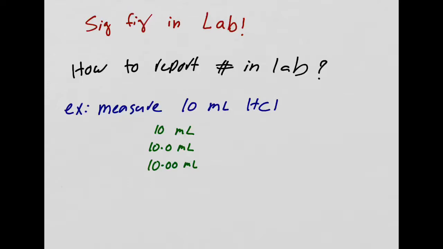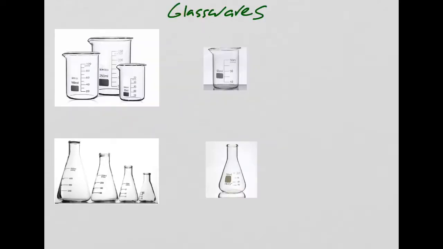So you're going to go in lab, you're going to measure things, you're going to get a number. Then you have to determine how many sig figs you want for that number. So if I measure 10 ml of hydrochloric acid, is it just one sig fig? Do I just say 10 ml, or can I say 10.0 ml? That would depend on the glassware you use in lab. So we're going to go over some of this glassware so you know how many sig figs they have and how you need to report the number.